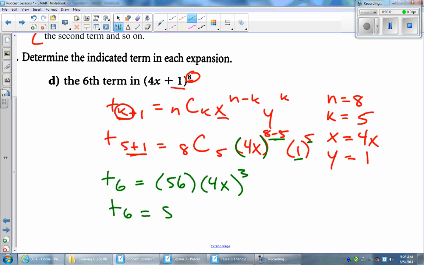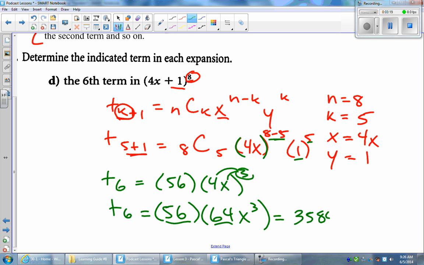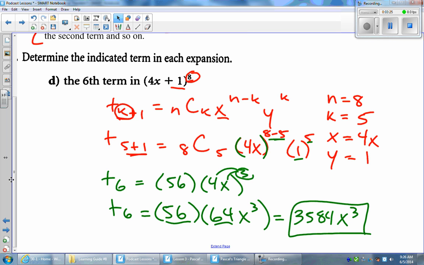T6 is equal to 56 times brackets. Now, this cube applies to both the 4 and the x. 4 cubed is going to give you 64, and then we have an x cubed that follows. So the sixth term, all in all, once I simplify this, 56 times 64 is going to give you 3,584, and the x cubed just stays the same. So there's the sixth term in this expansion.